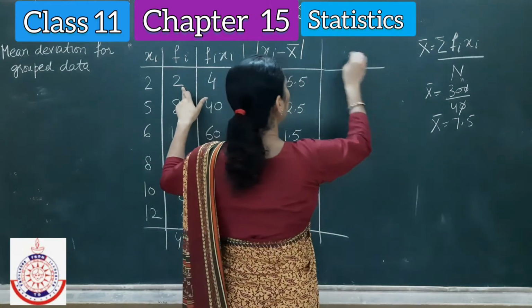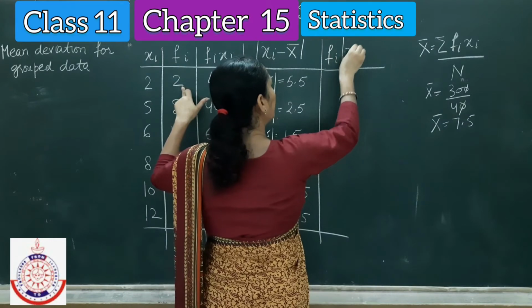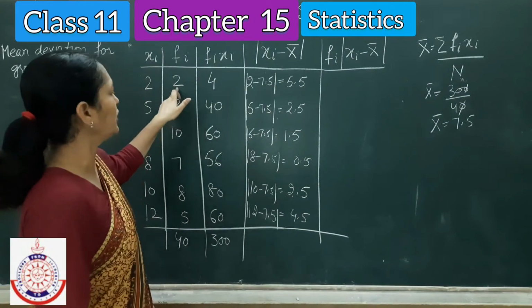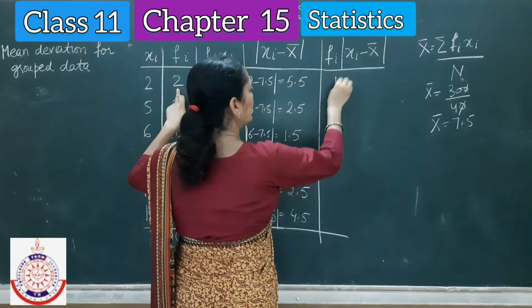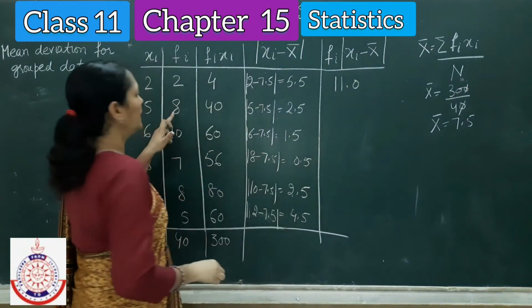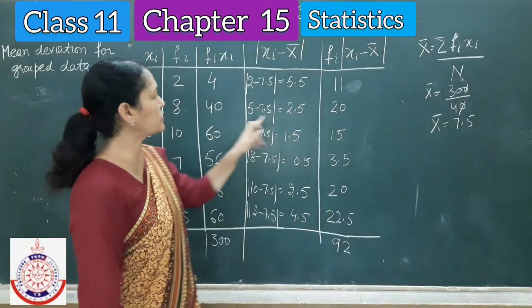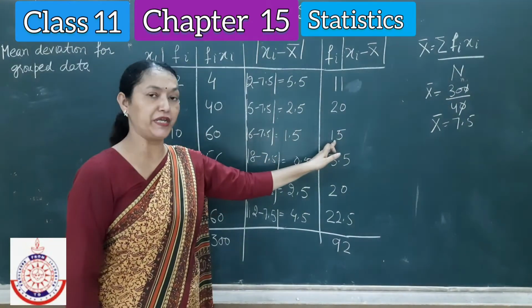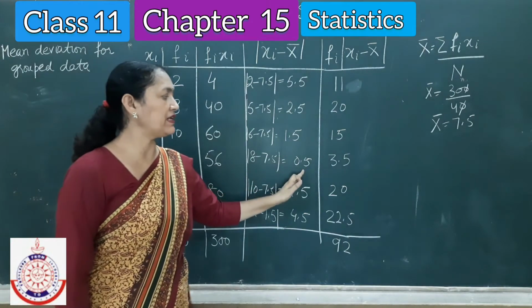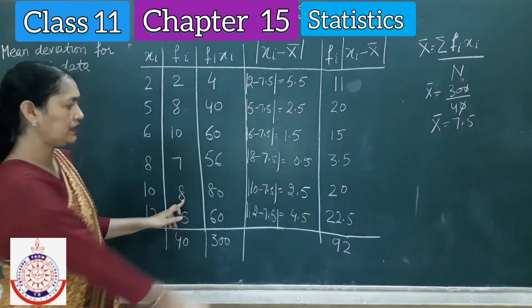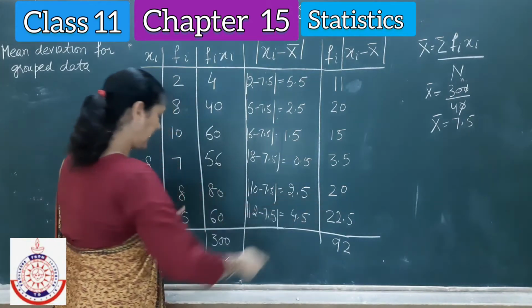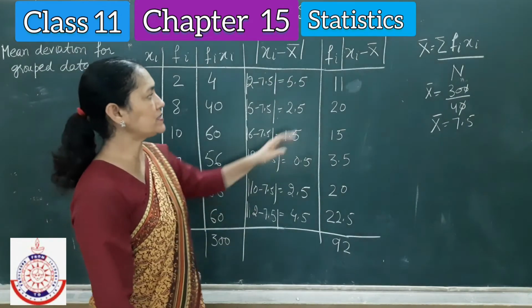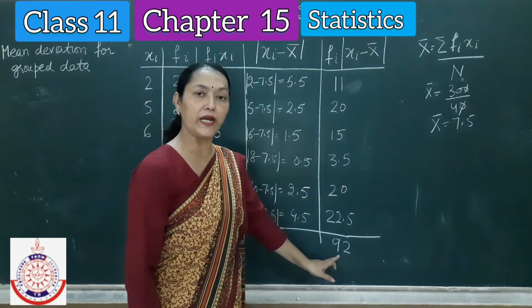Now after calculating this mod of xi minus x bar, we will be calculating each value with frequency. So we will be calculating fi multiplied by mod of xi minus x bar. In each case, 2 into 5.5 is 11, 8 into 2.5 will give us 20, then 10 into 1.5 is 15, 7 into 0.5 will give 3.5, 10 into 2.5 will give 20, and 5 into 4.5 will give 22.5. Now we will be calculating its total. It comes out to be 92.